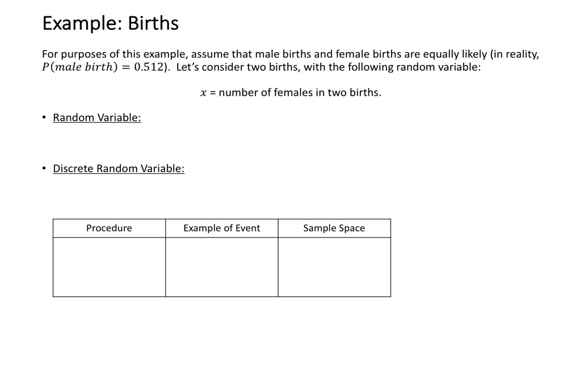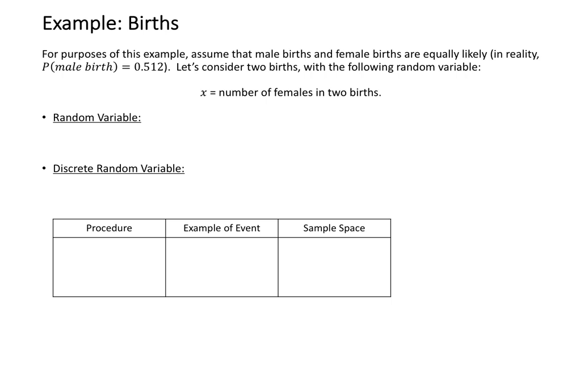In this example, we're going to take a look at the concept of a random variable and then also learn how to create a probability distribution for that random variable. And then I'll also review all of the vocabulary words and basic characteristics of a probability distribution in this example.